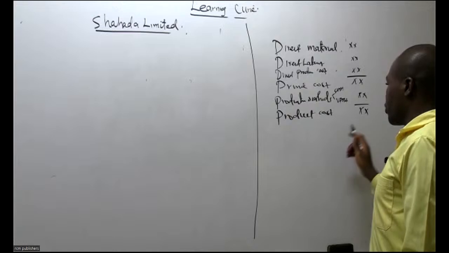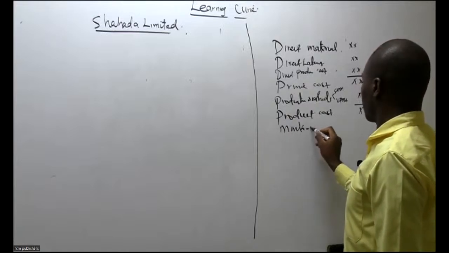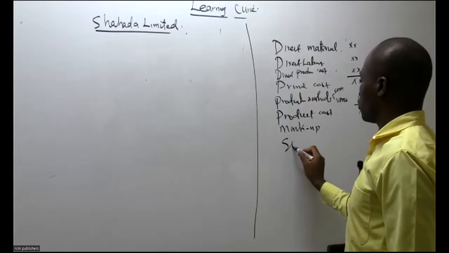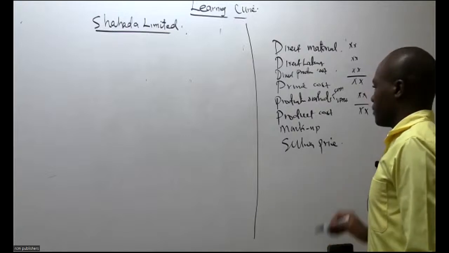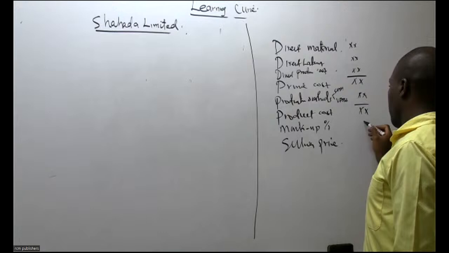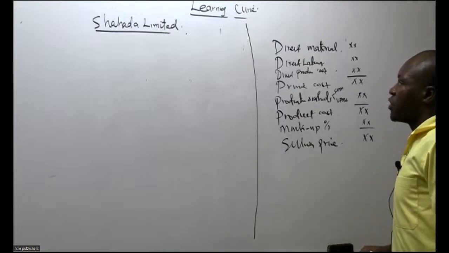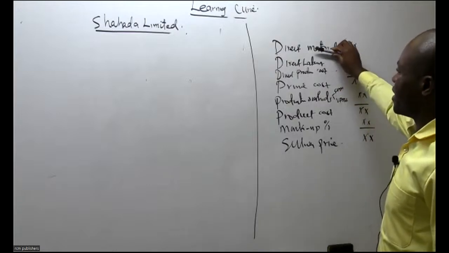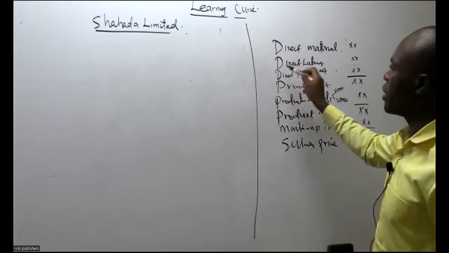After having the product cost, you will give us markup for us to be able to arrive at what we call selling price. Maybe a given percentage of the production cost, then you arrive at the selling price. So all this, I think, is given. The only thing they have not given you, which you need to calculate under this topic, is this one here.